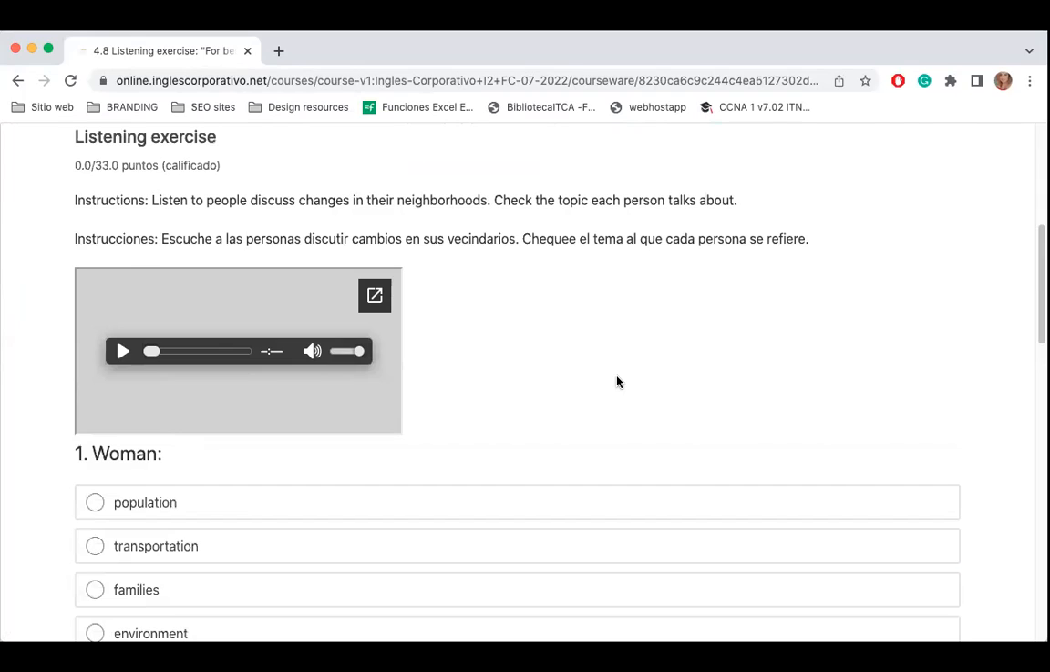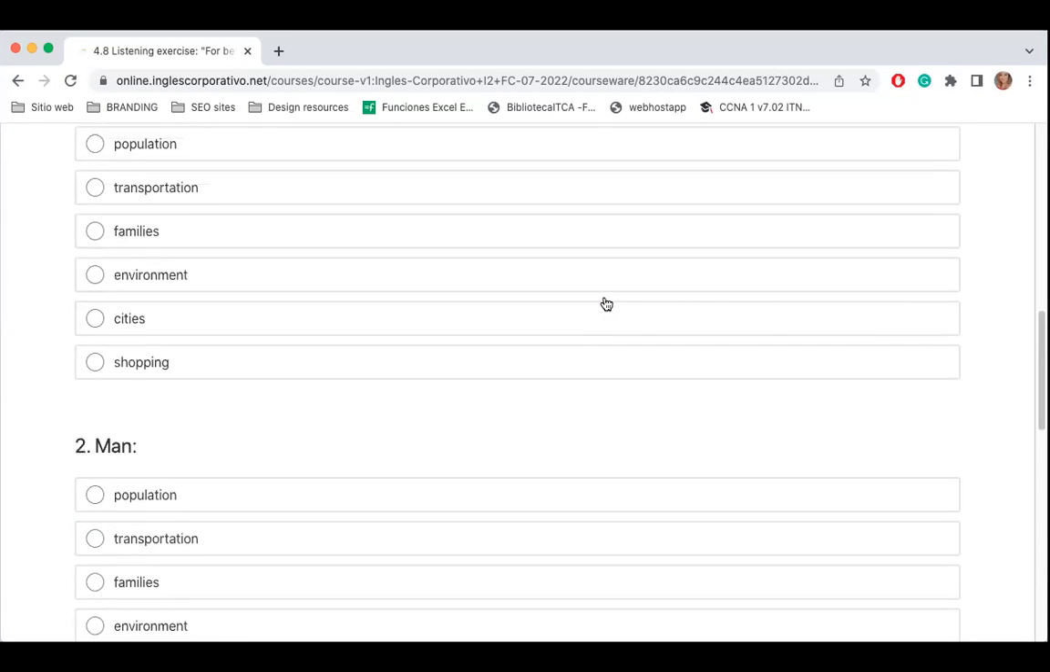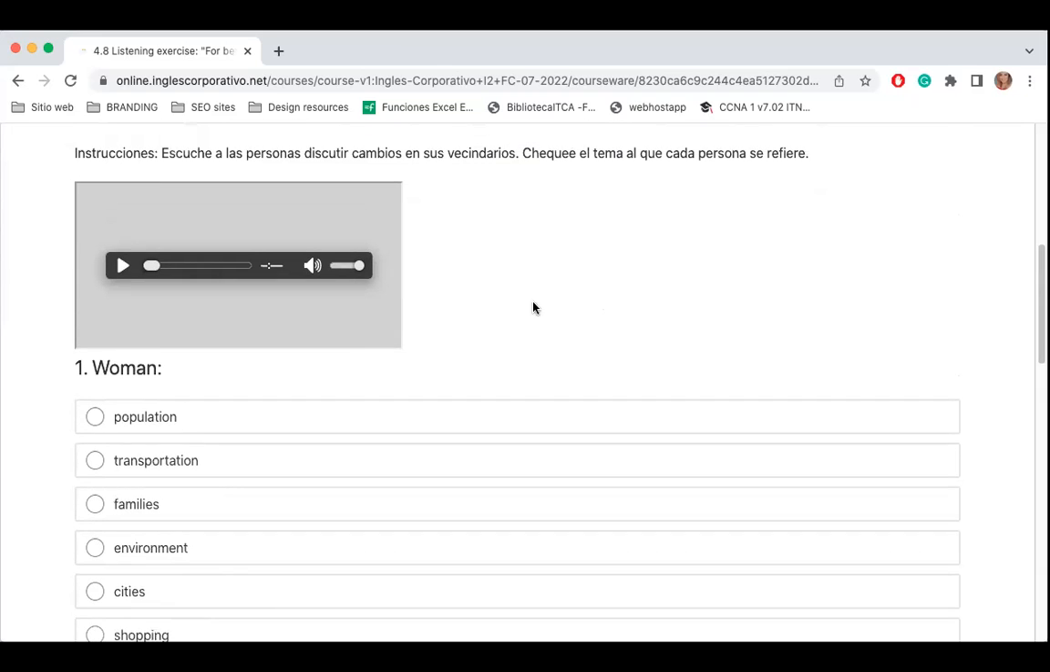Instructions. Listen to people discuss changes in their neighborhoods. Take the topic each person talks about. Escucha a las personas discutir cambios en sus vecindarios. Chequee el tema al que cada persona se refiere. Por lo que veo, hay dos mujeres y un hombre, ¿verdad?, que están hablando. Vamos a oír el audio.